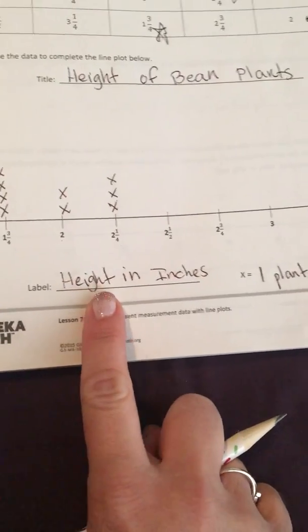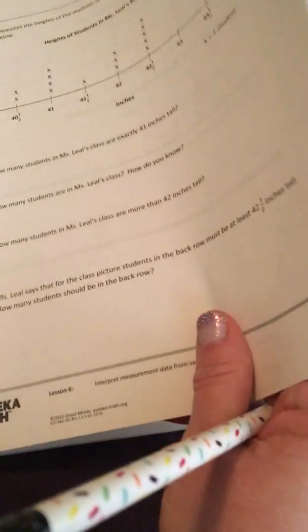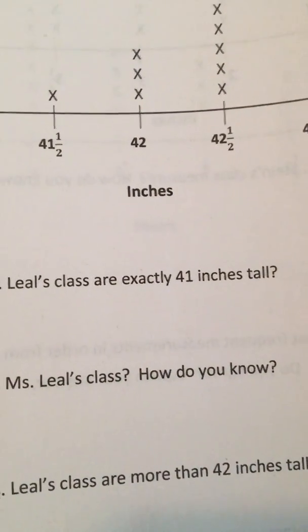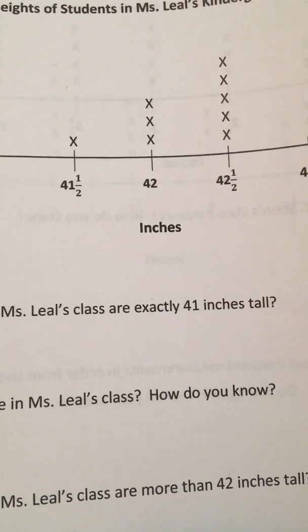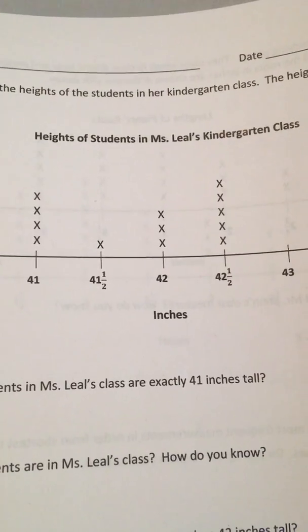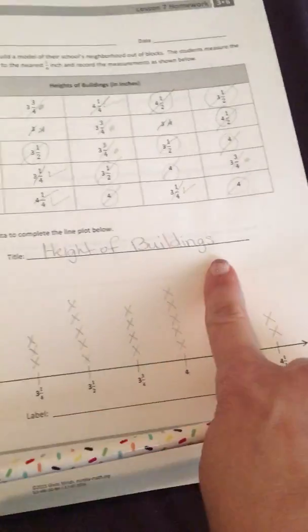Okay, now label, same thing. I'm going to look back here. What did these stand for again? Actually, I'm going to look back a couple more lessons, because sometimes that's helpful. This is lesson 6 homework. Here is a label. It says inches. That tells you what you're measuring in. On lesson 6, they were measuring the height of students, and the label tells me what unit they're measuring in. So for this one, I know I'm measuring the height of buildings.